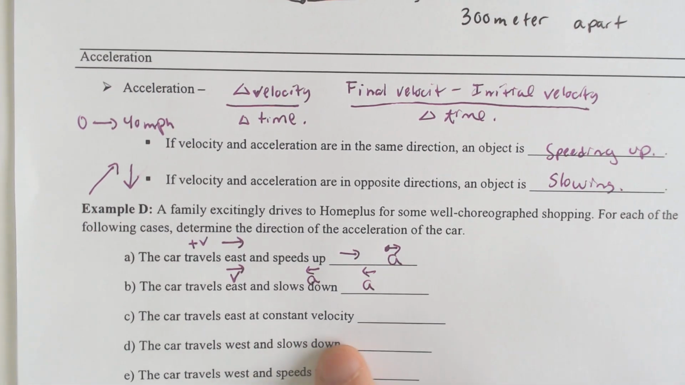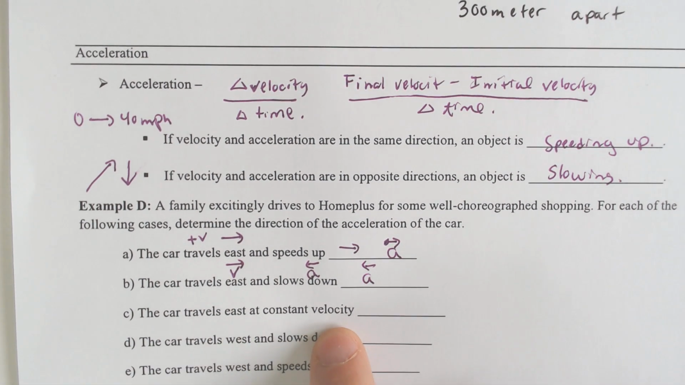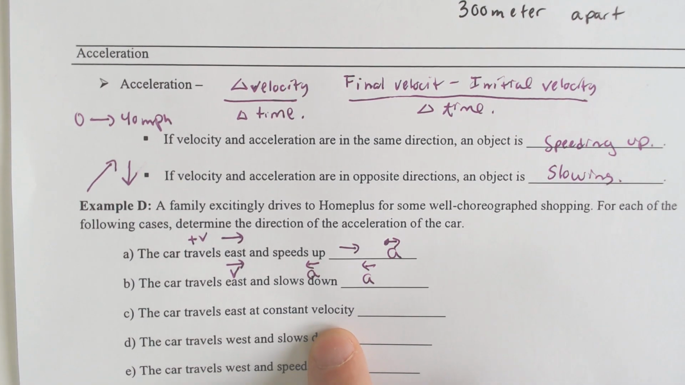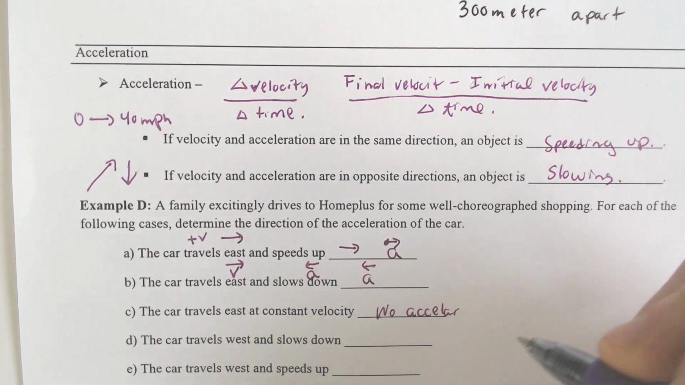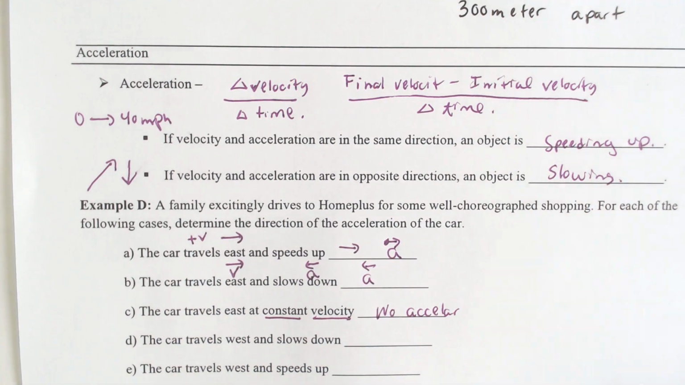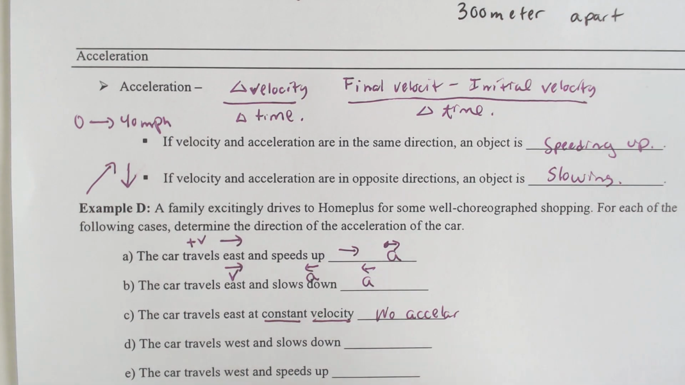The car travels east at a constant velocity. Well, if it's going to be at a constant velocity, are you increasing in speed? If you're not increasing in speed, you're not accelerating. If you're not accelerating, there's no acceleration. The acceleration is 0. So anytime you see the words constant velocity, you can pretty much assume that there is no acceleration.